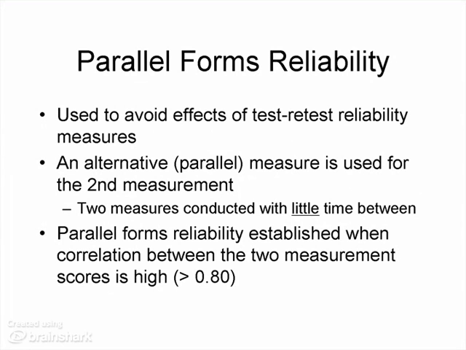You can also use parallel forms of an instrument or split the instrument in half and administer one half to one group of people and the other half to the other group of people, and then calculate a reliability coefficient to measure the relationship between the two. And we'll talk more about a reliability coefficient in just a minute.